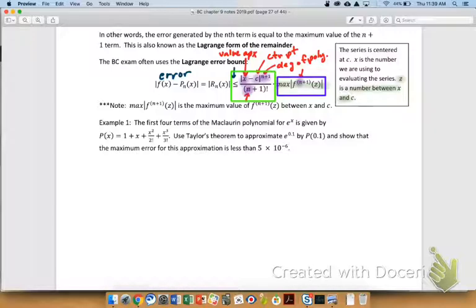Okay, so when I see you all tomorrow, you're going to get some reinforcement with the whole making a Taylor polynomial as well. But we'll be looking at this Lagrange error bound, and that'll be that.